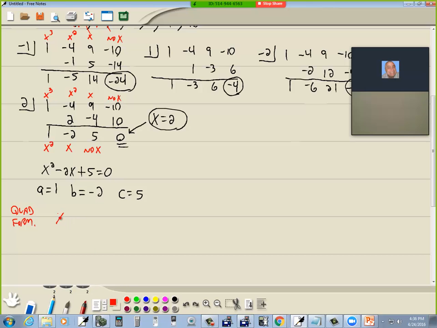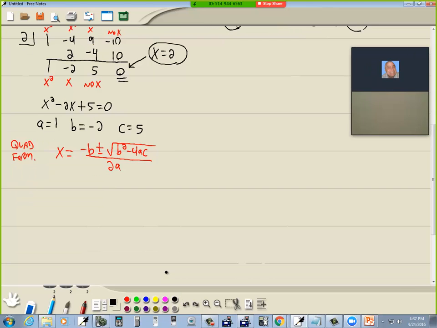Now our quadratic formula says we got x is equal to negative b plus or minus square root of b squared minus 4ac all over 2a. So we'll plug in. Our b was negative 2, so I'll put negative 2 in everywhere we had a b. Minus 4, a is 1, and c is 5. All over 2 times a, so 2 times 1.